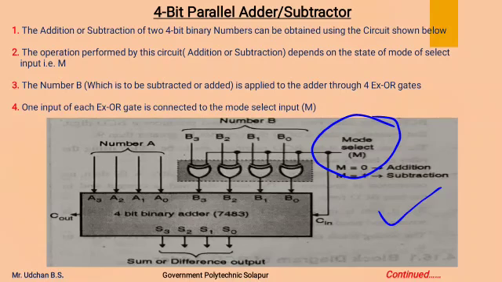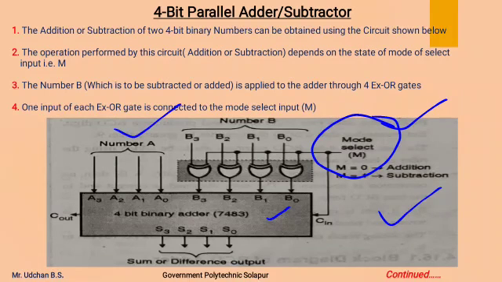The number B, which is to be subtracted or which is to be added, is applied to this adder through 4 XOR gates. These are the 4 XOR gates. Through this input, number B is applied to the adder circuit. One input of each XOR gate is connected to mode select input M, and the other inputs to the XOR gates are B3, B2, B1, B0, that is, the 4-bit binary number which is to be subtracted.